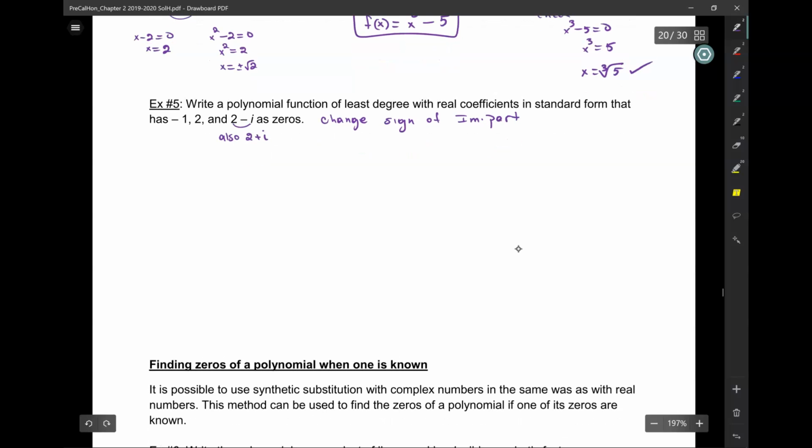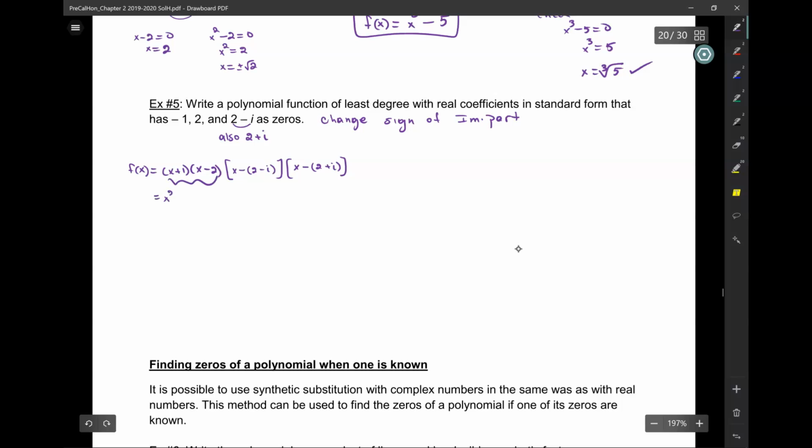Okay, so then what is f of x? F of x is (x + 1)(x - 2)(x - 2 - i)(x - 2 + i). Okay? Now, here's what we're going to do. Let's just multiply this out first.